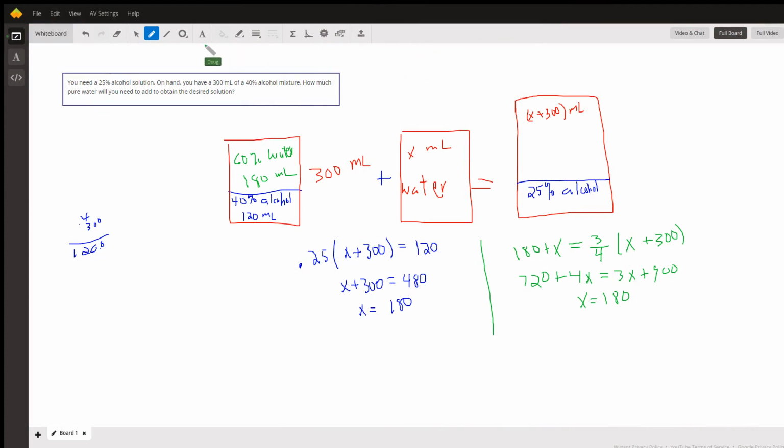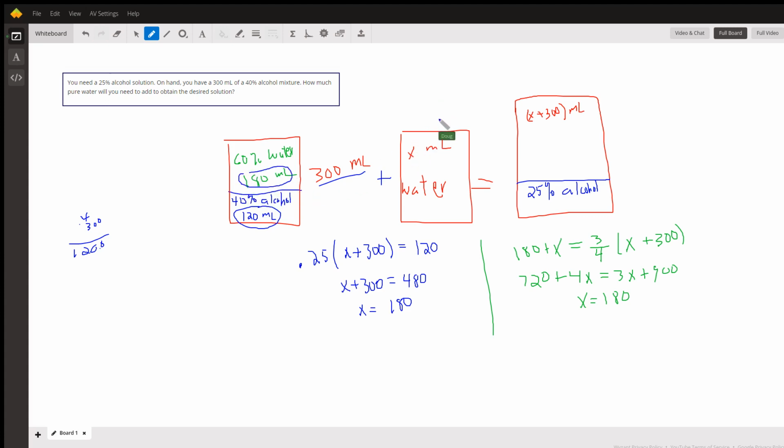Okay, there's at least a couple different ways to think of this problem. Here's some beakers. Here's the original beaker that is 300 milliliters, 40% alcohol, which tells you there's 120 milliliters of alcohol in this beaker. And that means 60% of that 300 is water. So you could do it this way, 180 milliliters of water.